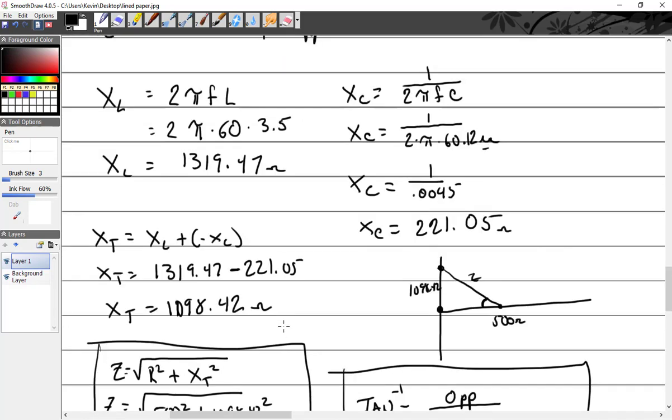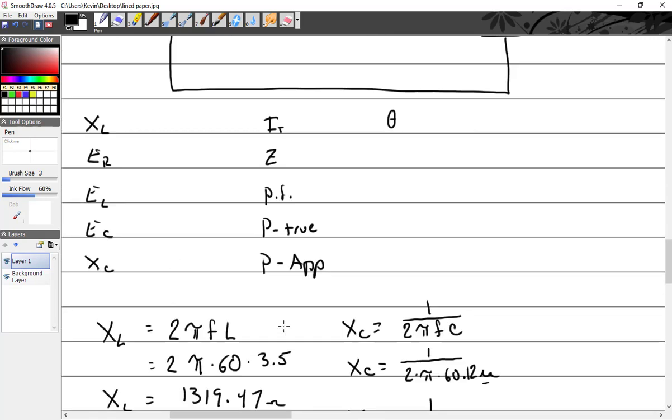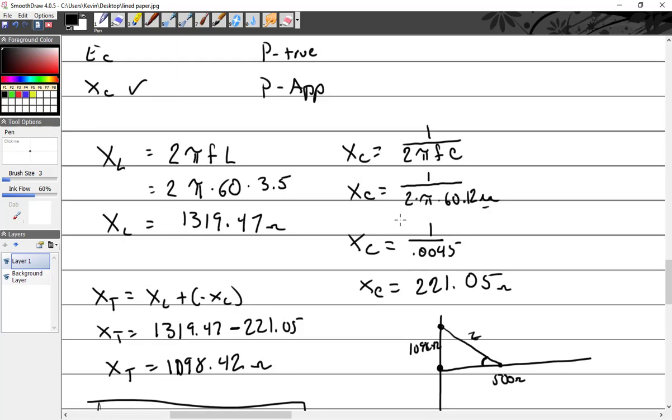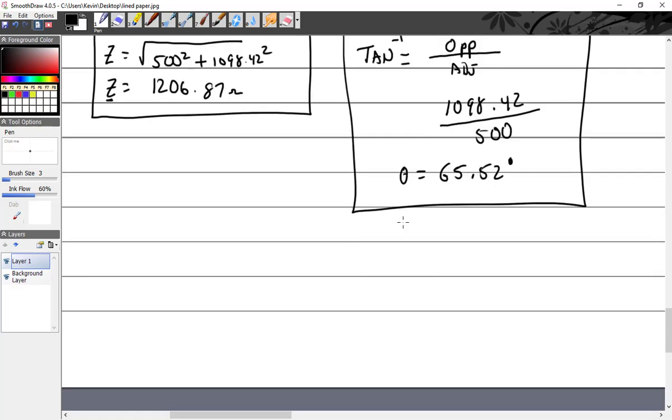All right. Let's see here. Look, we'll scroll up here. We found X of L. We found X of C. Found Z. Found angle of theta. All right. What next? Want to go I total? Sure. Okay. So solve for I. What's the formula for I? Did I give you a formula for I?